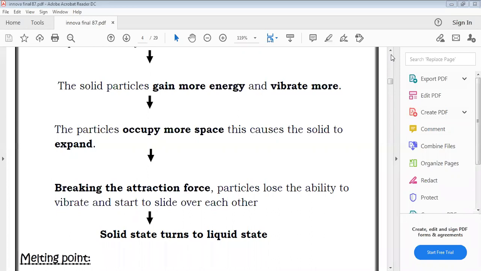And the particles now lose the ability to turn into liquid. No, lose the ability to what? Lose the ability to vibrate, so they no longer have the ability to vibrate, and start to slide over each other. Fine.